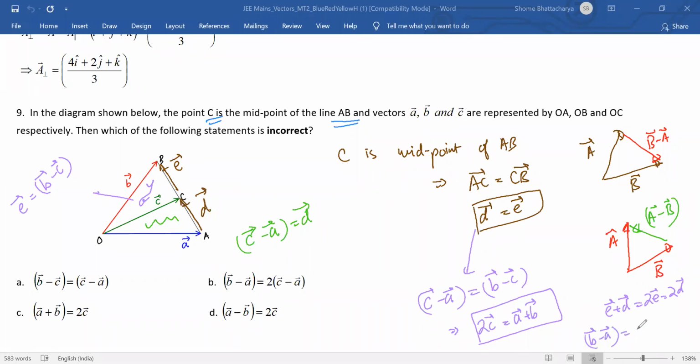Okay. It is 2 times C minus A or 2 times B minus C. So these two other relations also hold true. So now you check the options. Again, remember to check the incorrect option. So 3 options should be correct and 1 should be wrong. So just work it out.